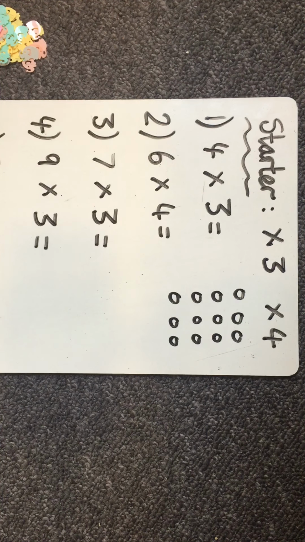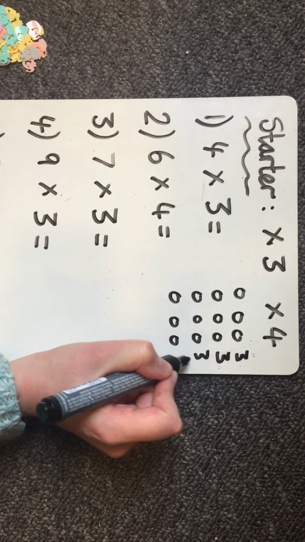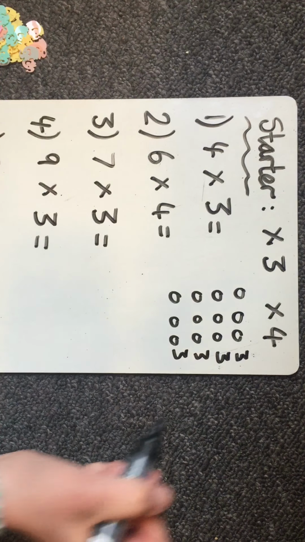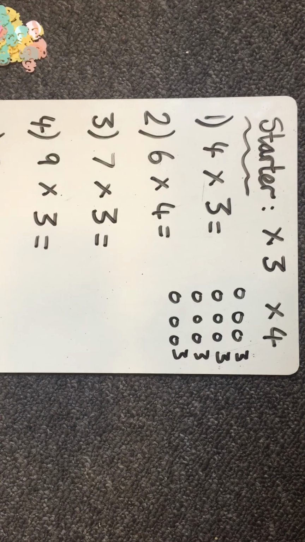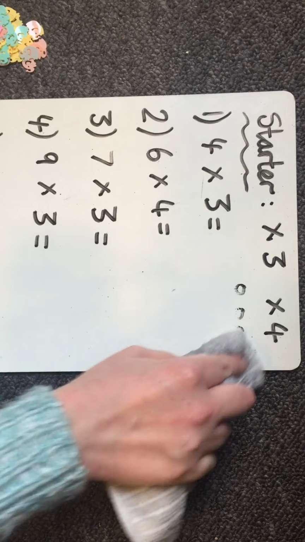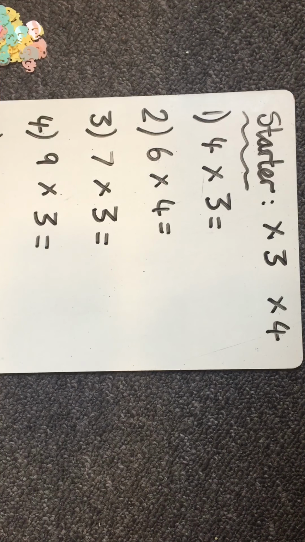Then how do I solve it? That's right, I've got 3 in each row. So I just count in 3s. Ready? Count with me. 3, 6, 9, 12. So that was our first method. We used an array. What else did we use? So it looked like a chocolate bar shape.